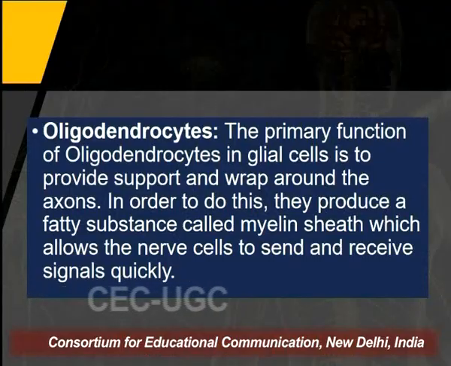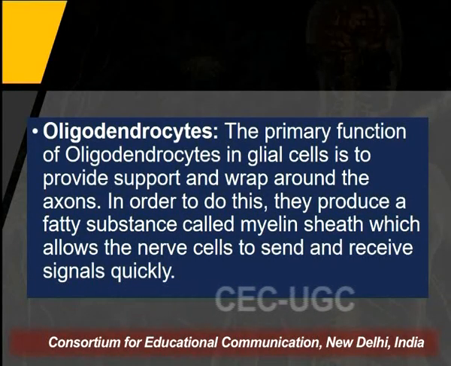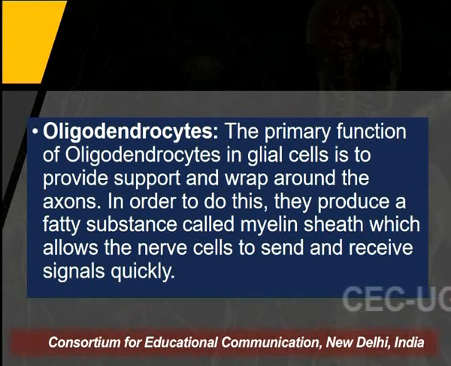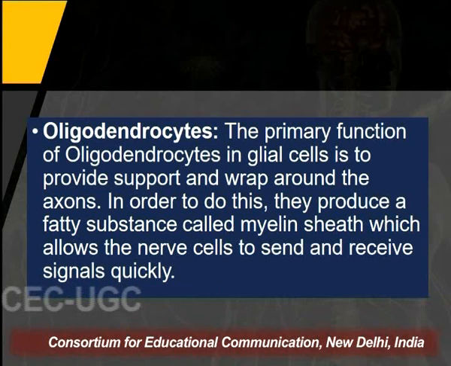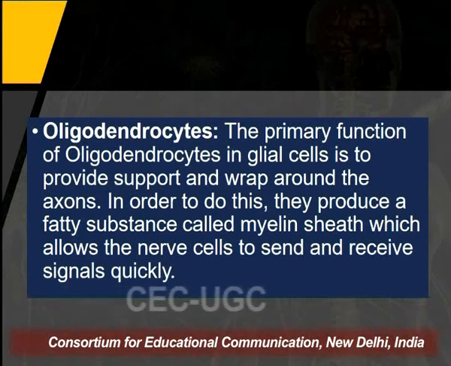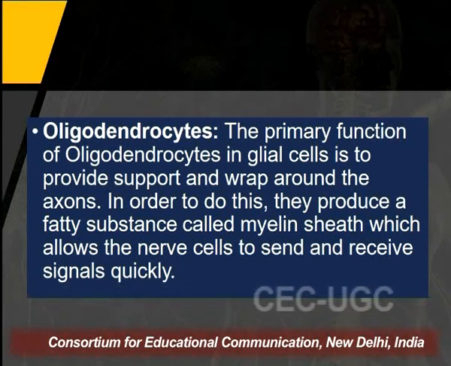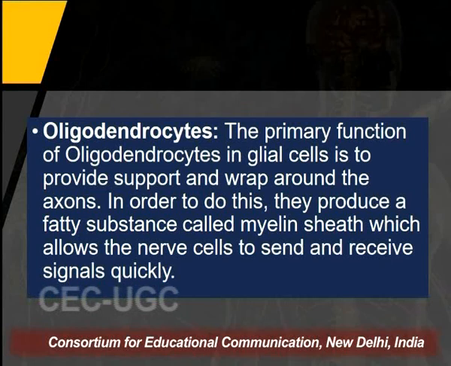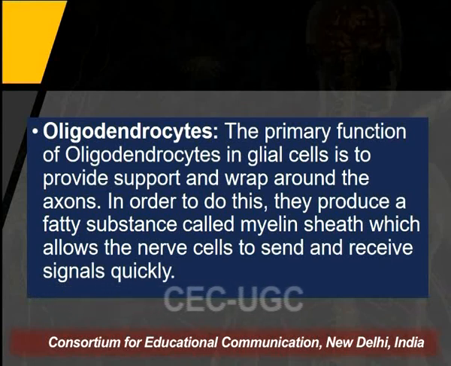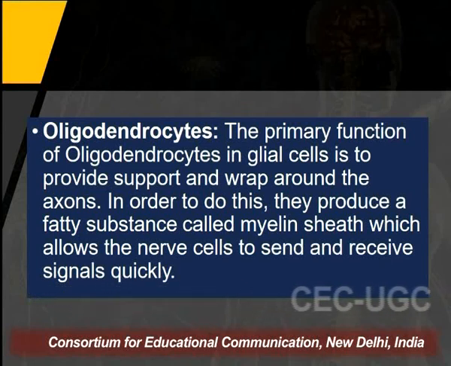The second one is oligodendrocytes. The primary function of oligodendrocytes in glial cells is to provide support and wrap around the axon. In order to do this, they produce a fatty substance called myelin sheath, which allows the nervous cell to send and receive signals quickly.